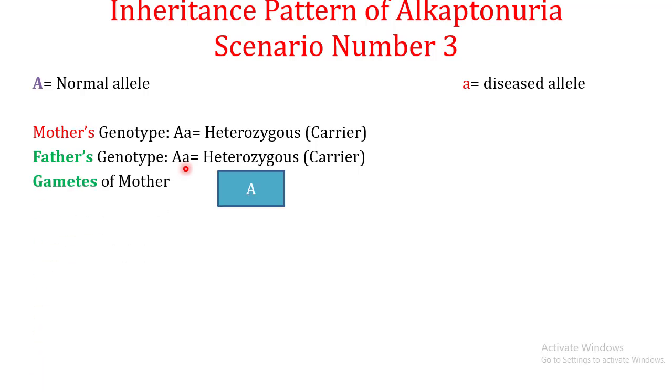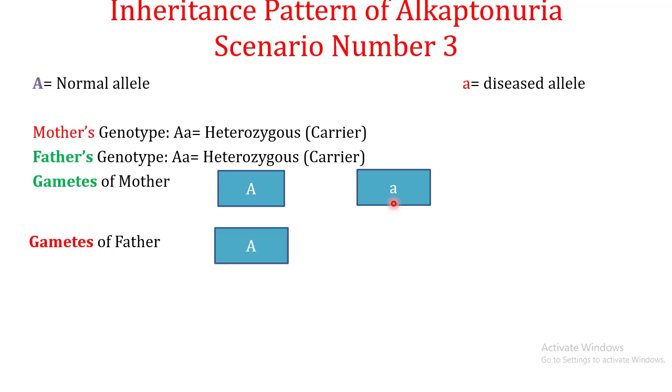Now, if you talk about the gametes of the mother, just like the previous one, she is going to make 50% of the gametes with the capital A allele. She is going to make 50% of the gametes with the small a allele. If you talk about the gametes of the father, similar to the mother, 50% of the gametes will carry the normal allele, 50% of the gametes are going to show you the diseased allele. So none of the parents are showing the symptoms of the Alkaptonuria. Both of them are carriers.